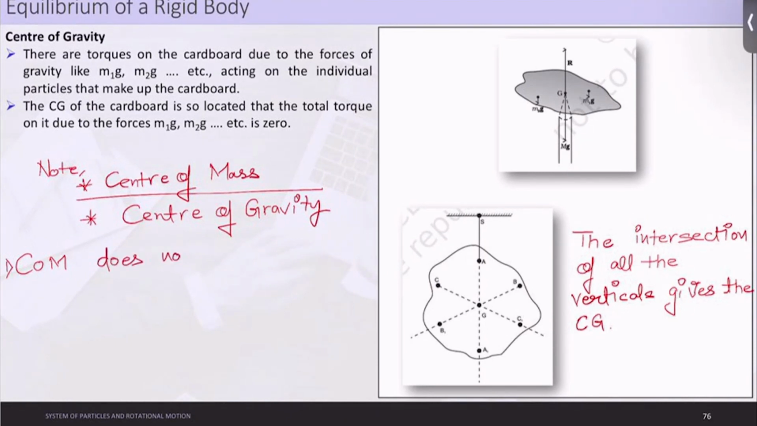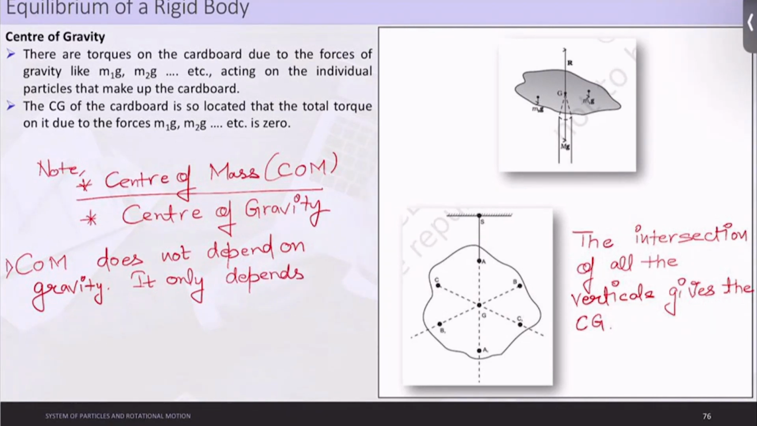Okay, it does not depend on gravity. It only depends on the distribution of mass of the body. Okay. So that is the only note I need to give: these are different things. Center of gravity depends on g. We understood how it works. So basically, the point at which mg would be acting is called the center of gravity.